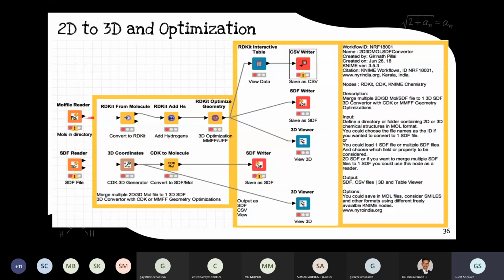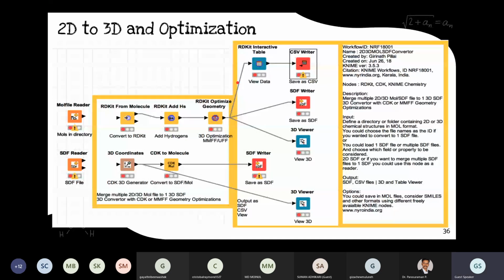Either you can connect from mol to RDKit or SDF to RDKit. Both will work. Only, I made it and it did not connect, because you have to check which file you have. So you can read either mol or SDF, and then use RDKit from molecule. Now you are adding hydrogens. Even if you have them or not, it will add hydrogens. It will do geometry optimization, and you can view the data with the energy values, which can be saved as a CSV file.